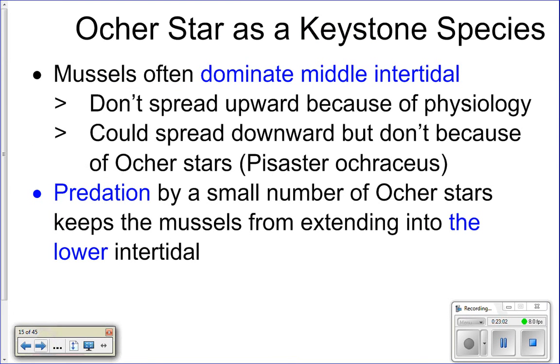All right, so the sea star, the ochre star, is actually a keystone species in the rocky intertidal zone because it keeps mussels in their place. And it only takes a few sea stars to have a big impact.